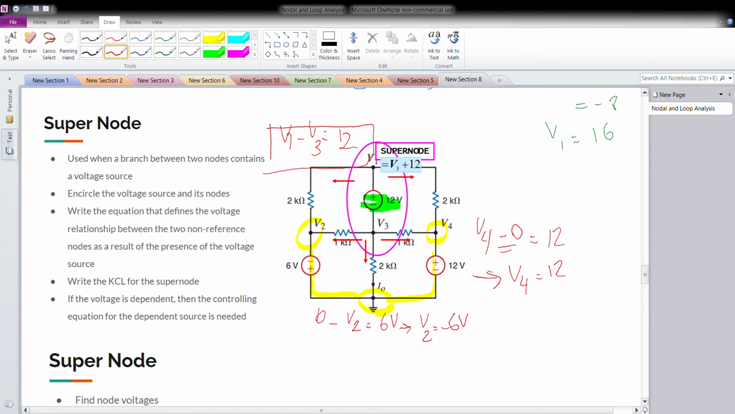We're solving everything based on one node, but then at the end, we're going to be short by one equation, and this is where this equation comes into play. I'll solve an example to show you what I mean, but that's the scenario. We have two types of supernode: one where one end is connected to ground, and the other where both ends are connected to two nodes, neither of which is ground.